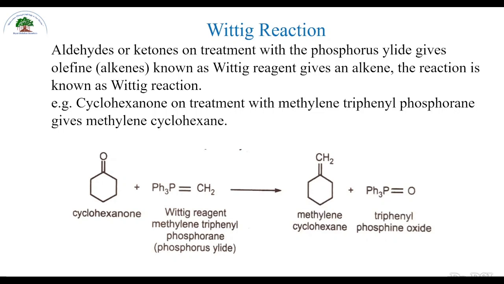Aldehyde or ketone on treatment with phosphorus ylide gives olefin or alkene. This reaction is known as the Wittig reaction.